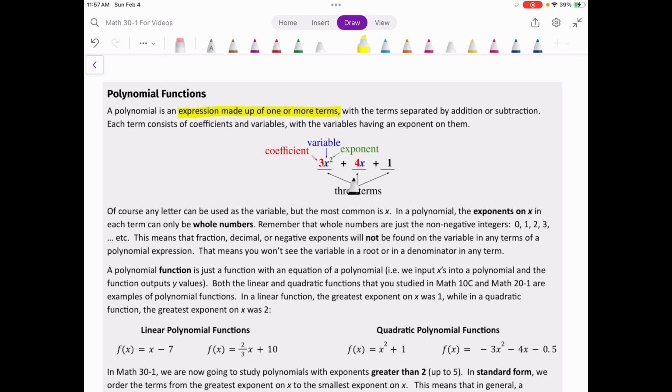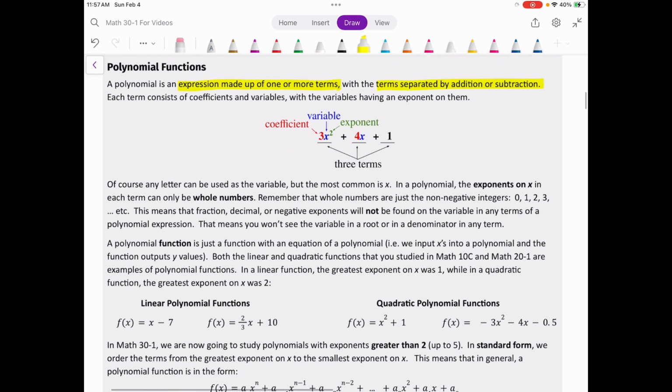So taking a look at this example here, okay, we've got 3 terms. We've got a 3x squared term plus a 4x, that's our second term, plus a 1, that's the third term. So this would be a trinomial, tri meaning 3, like a tricycle or a triangle, right? Okay, so within those terms, each term consists of coefficients and variables, and the variables will have an exponent on them for a polynomial.